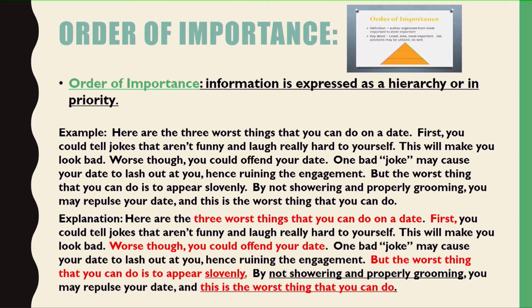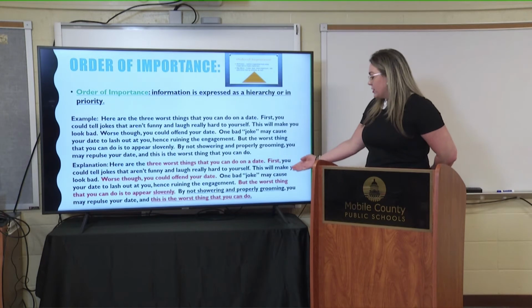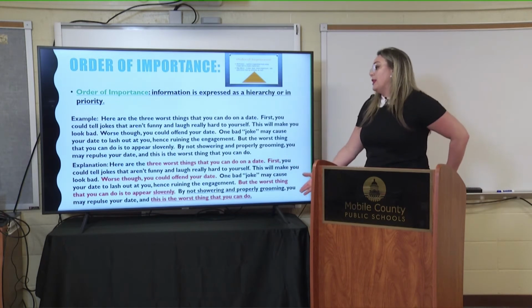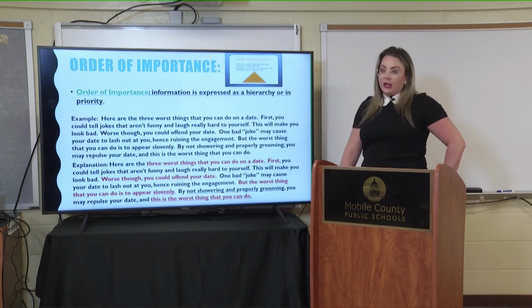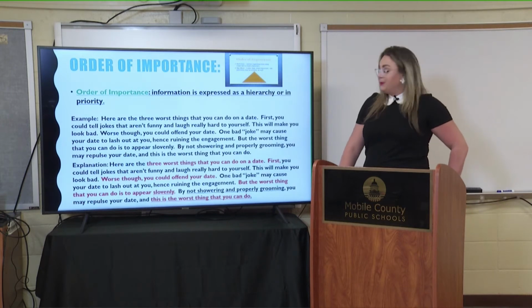Here we have this evidence. The very first thing says 3 worst things that you can do on a date. So we know that there are 3 faults you could make. Let's see if any of them are more important than the others. The first one is introduced by this key word. It says first. First, you could tell jokes that aren't funny and laugh really hard at yourself. This would not be a good move.